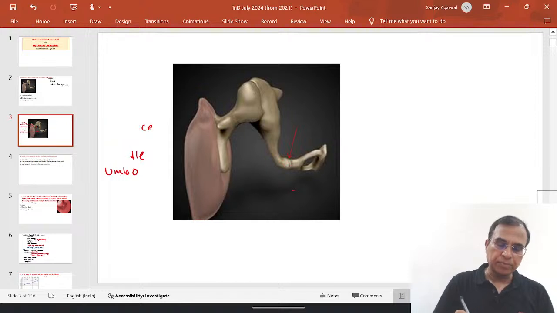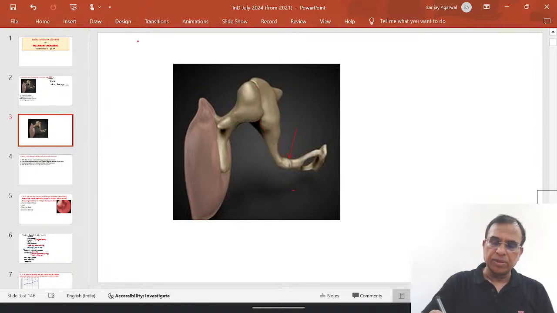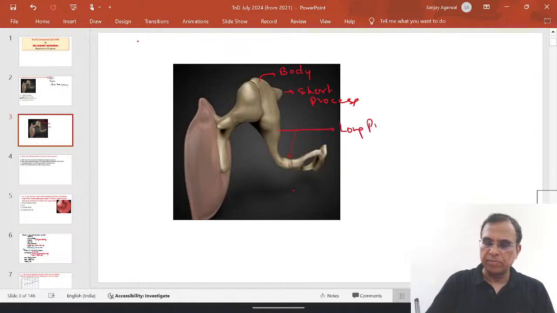The next ossicle, this one, is the incus. Now this is the body of incus. This is the short process of incus. This is the long process. And as most of you have identified, the one that is forming the joint with the stapes is the lenticular process.